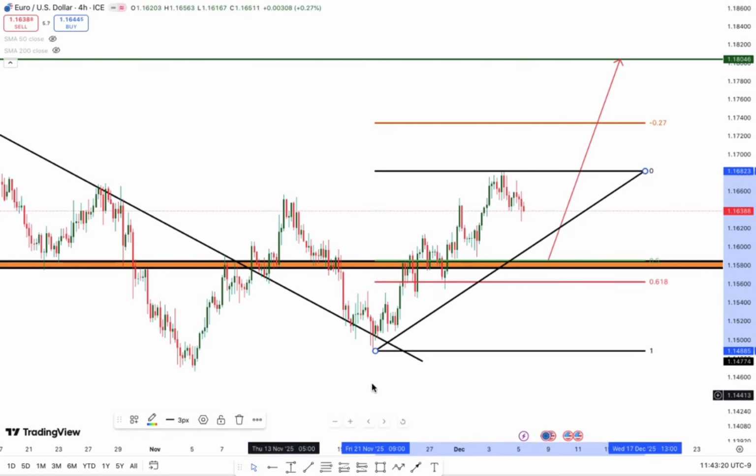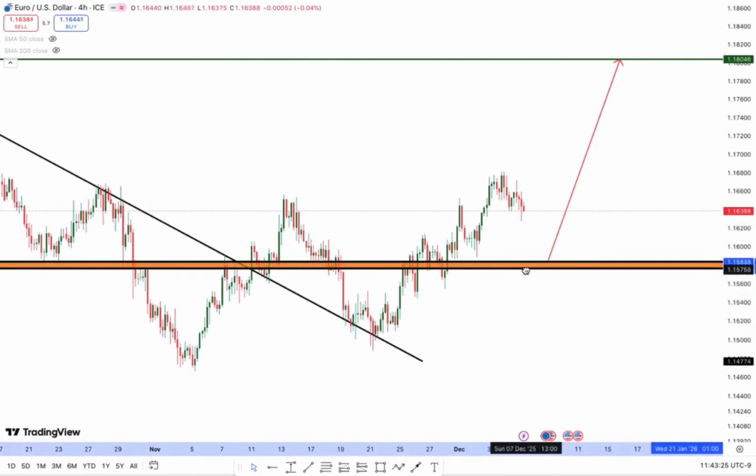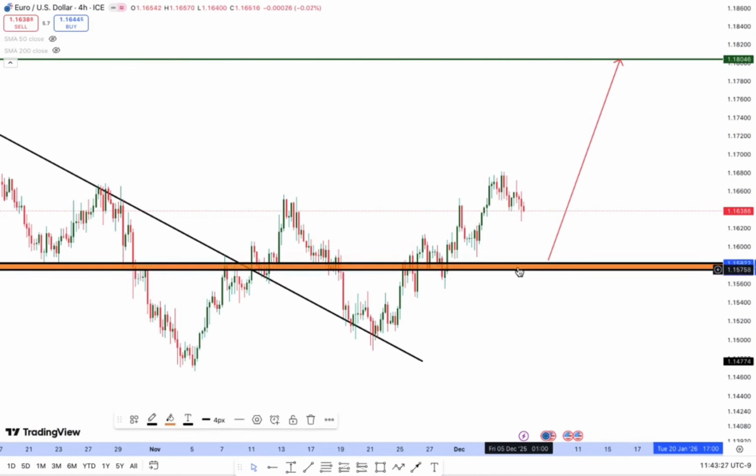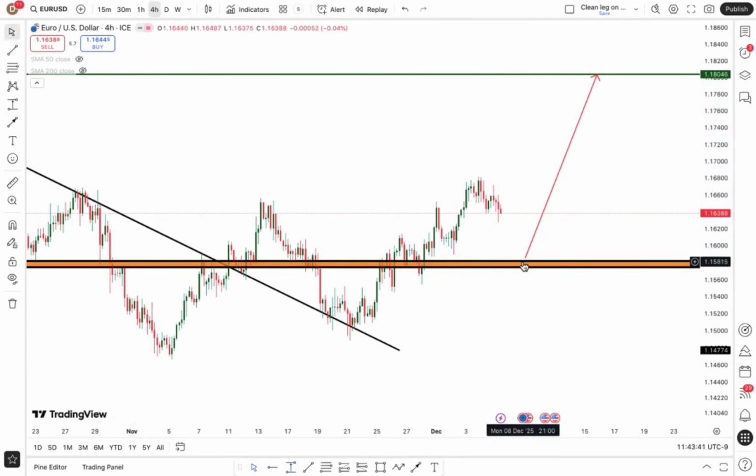Okay, now this is the base like so. So we need to see market pull back into this yellow bar like so. Once you see a very beautiful pullback like so, we're actually good to go. You get me? So let's see what other pair we got here.